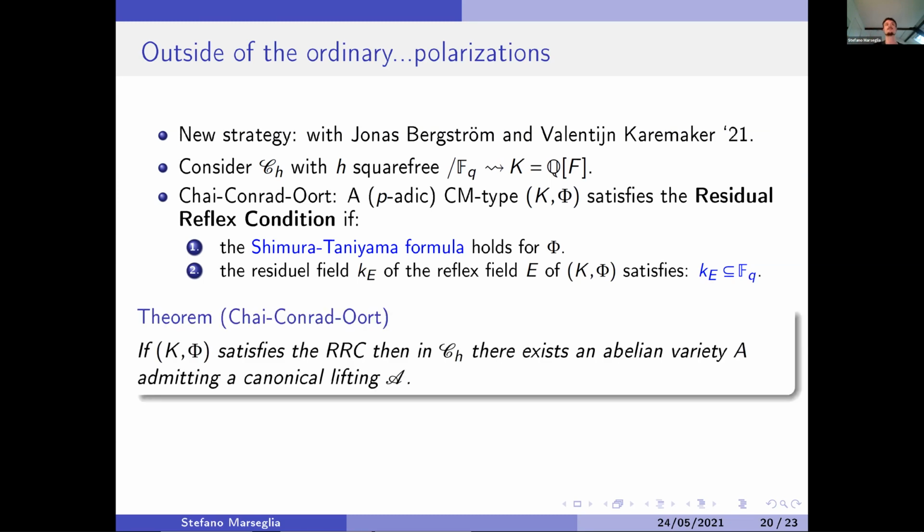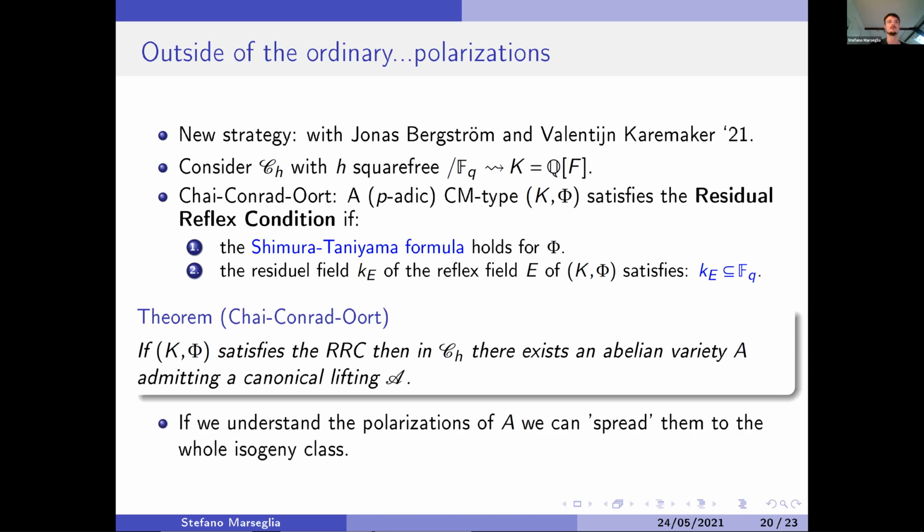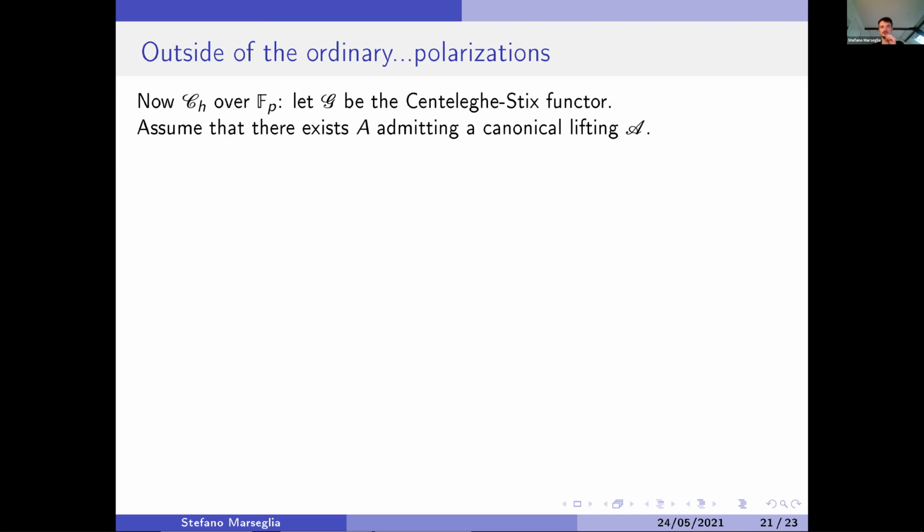If this is true, they prove that inside the isogeny class, there exists an abelian variety that admits a canonical lifting. So we can lift canonically up to isogeny. So this is the motto: there is one that you can lift. Cool. And our strategy to compute polarizations is that if we can compute the polarizations of this abelian variety A that we can lift canonically to characteristic zero, then we can spread them to the whole isogeny class. And the way to do it is going to be described in this slide where there is a diagram.